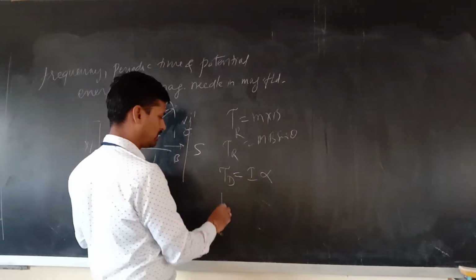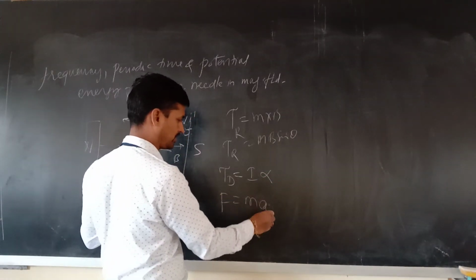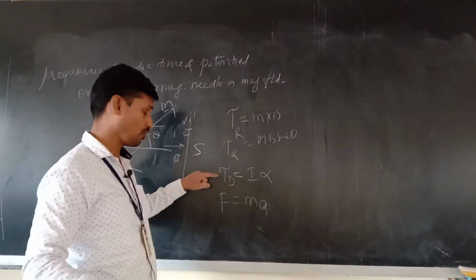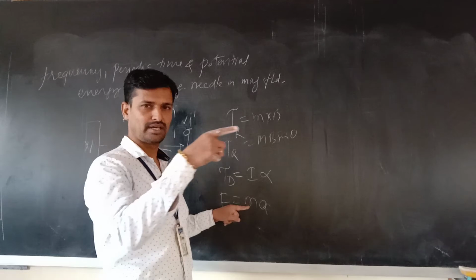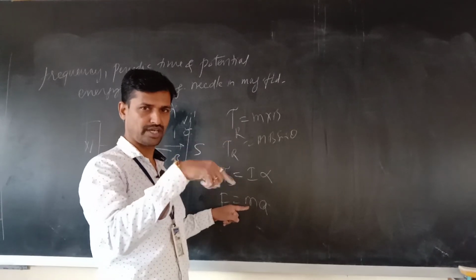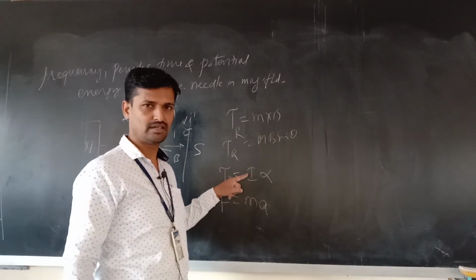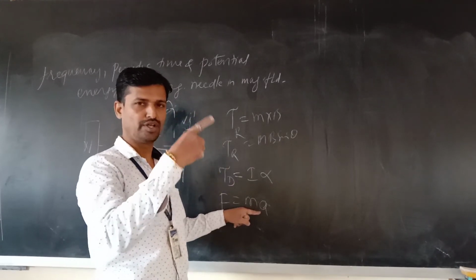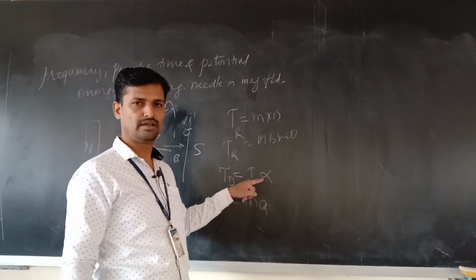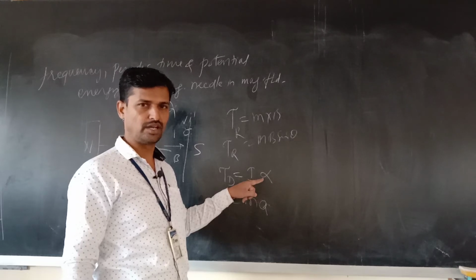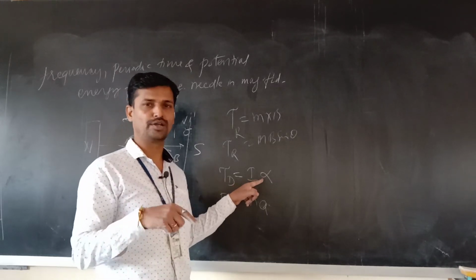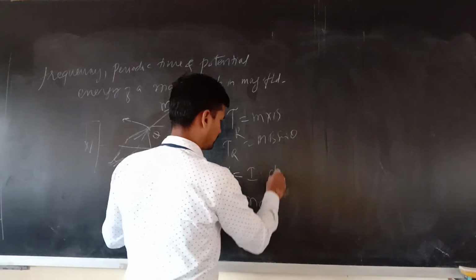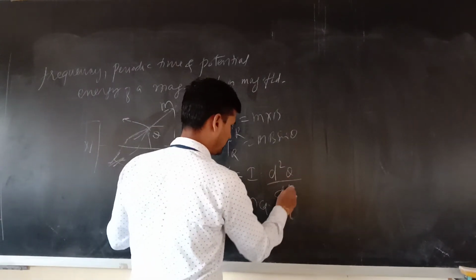See, this is similar to force equals mass into acceleration. If a body moves in a straight line, force. If a body rotates, torque. If a body moves in a straight line, it is mass. If a body rotates, it is moment of inertia. If a body goes in a straight line, linear acceleration. If a body rotates, angular acceleration is calculated. It has linear also, but we will calculate angular acceleration. But alpha is written as d square theta by dt square.